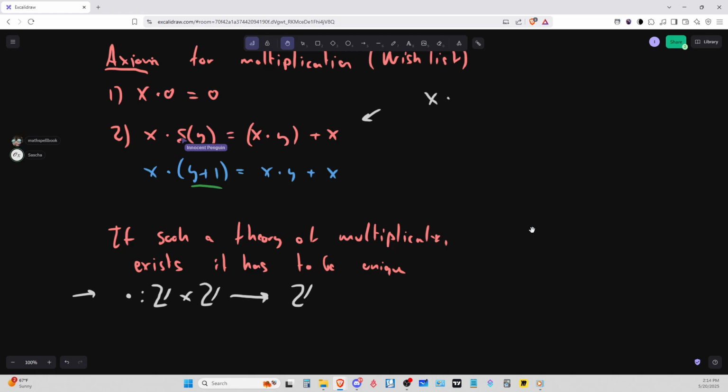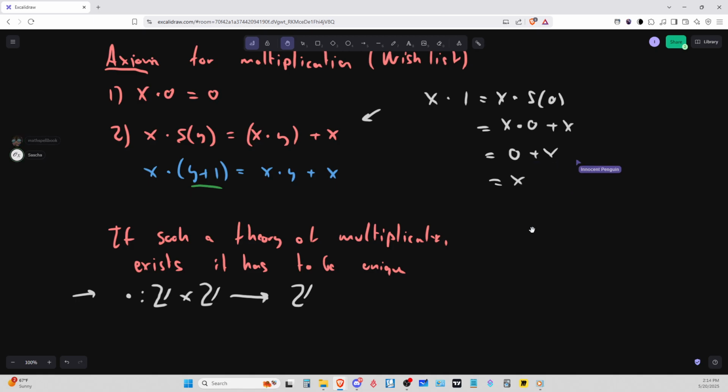Yeah, with axiom 2 you can see why, because if we do x times 1, right? Axiom 2 said, well, first of all, 1 can be written as the successor of 0. And axiom 2 tells you that this should be x times y plus x. So we're going to have x times 0 plus x in our case. So I just used axiom 2. But then axiom 1 tells you that x times 0 is supposed to be 0, so we end up with 0 plus x, which is x.